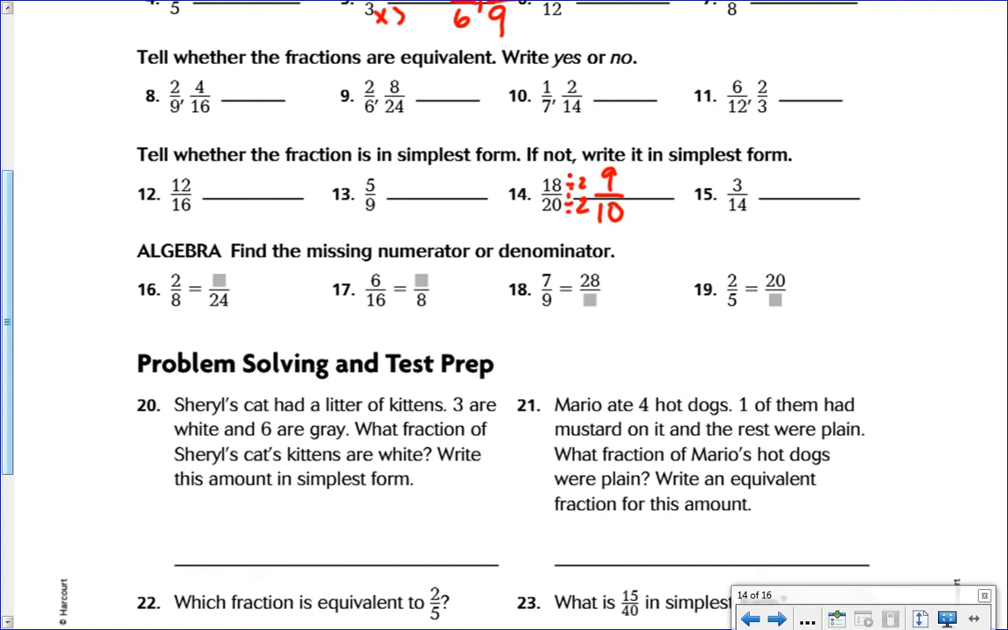All right, finding the missing numerator or denominator, working with equivalent fractions, kind of like we did at the beginning of this lesson. So I'm going to go 8 times what equals 24? Well, 8 times 3 is 24, so 2 times 3 is 6, so it's 6 over 24.